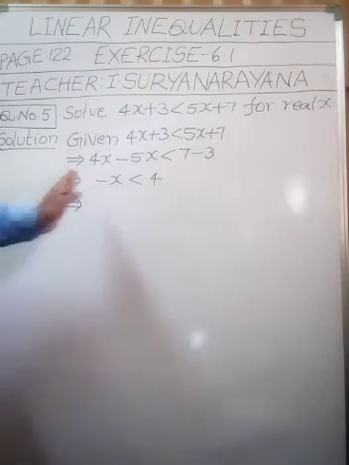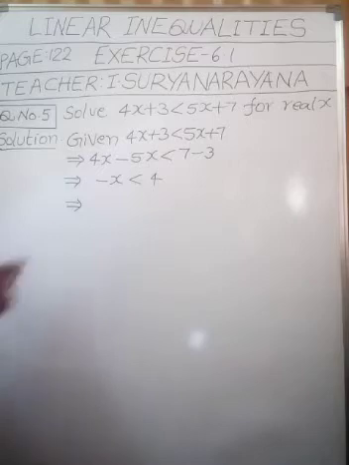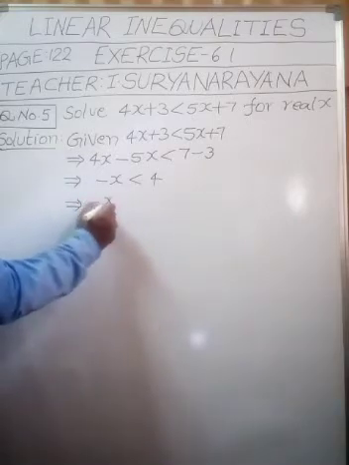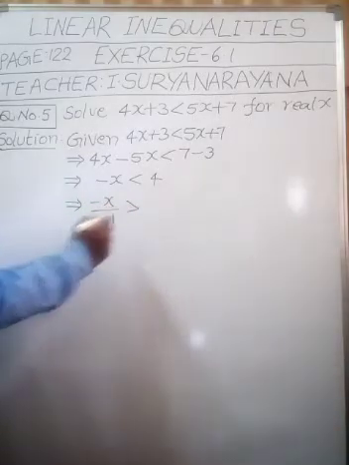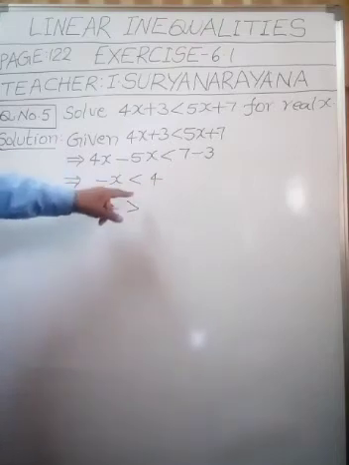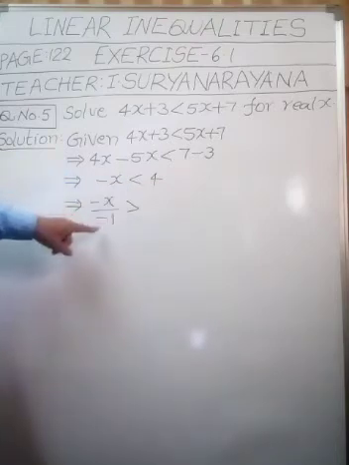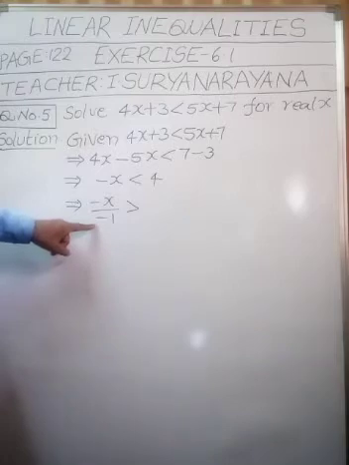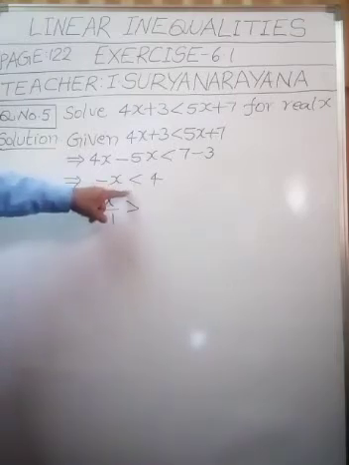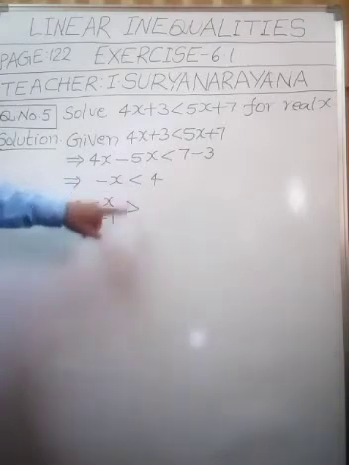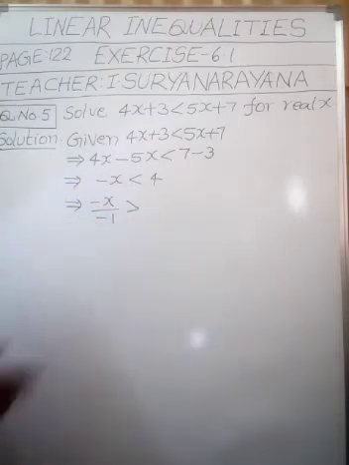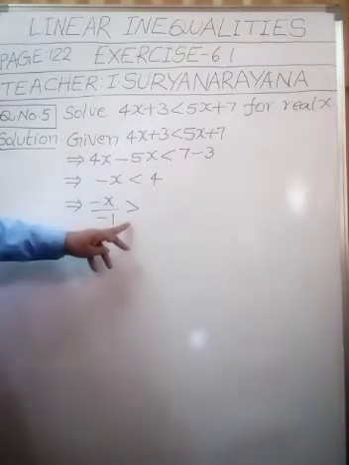Right. This implies we have to find the x value, but here minus x is there. So we divide this entire inequality by minus 1. So minus x by minus 1. Be careful, my children, here. As we are dividing this inequality by a negative number, the inequality sign is reversed. So it is less than, it changes to greater than. Understood this step, my children?